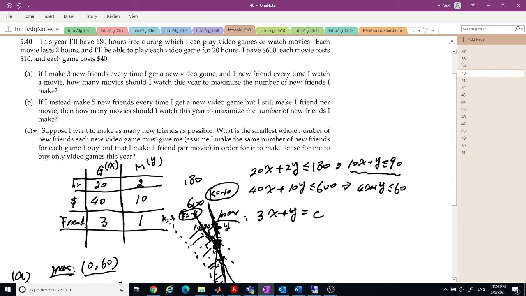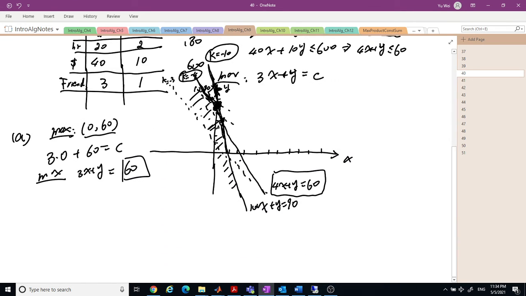B. If I instead make 5 new friends every time I get a new video game, but I still make 1 friend per movie. So for B, if we can do 5, that means we are trying to maximize 5x plus y equals C. So the slope will be steeper, so it will be something like this.